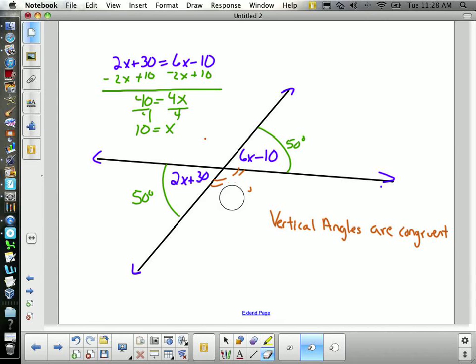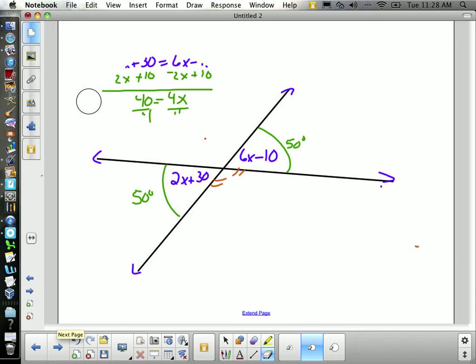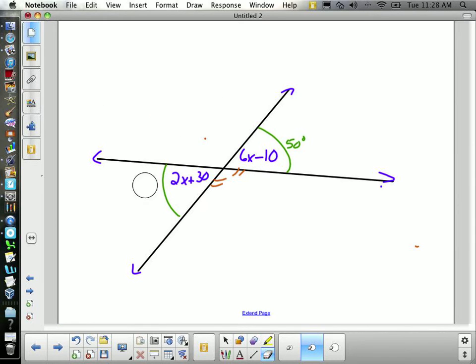Okay, let's get rid of some stuff here. It's okay. Let's just look at these two angles here. What type of angle pair by name do I have in this picture? What would we call that angle pair? What?